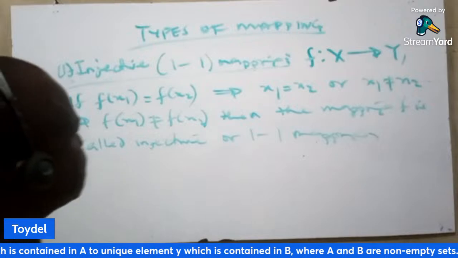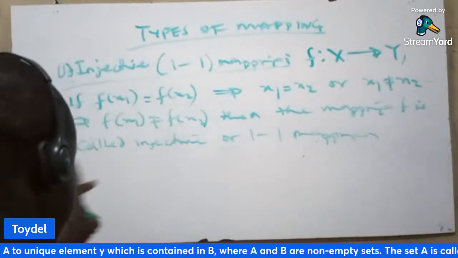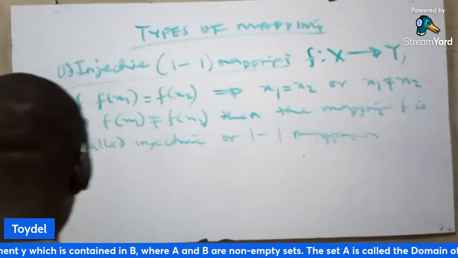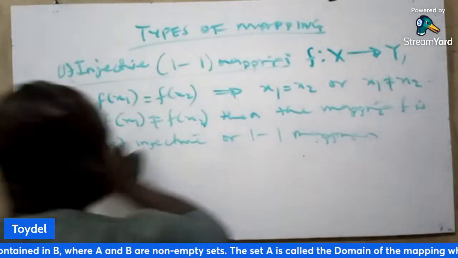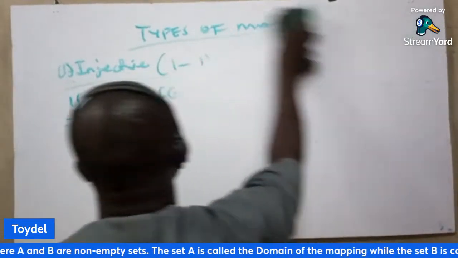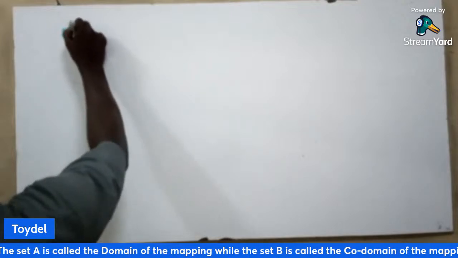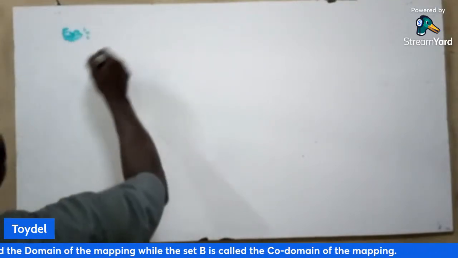That is what this is talking about. That is, it must be one-to-one. So I'll give one example to buttress the points, so that if you don't understand my definition, then you understand what we're talking about. Let's say example 2. I want to give an example under one-to-one mapping.